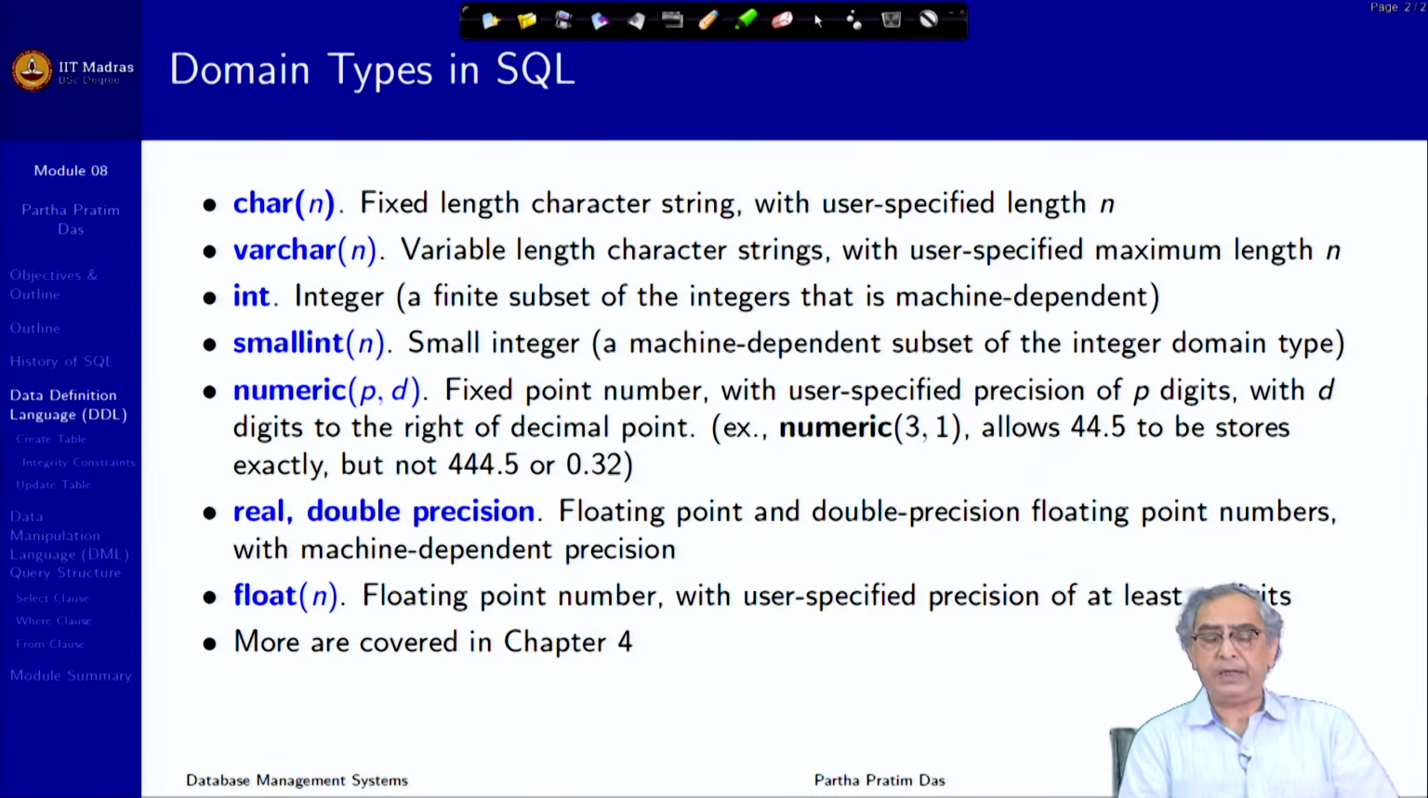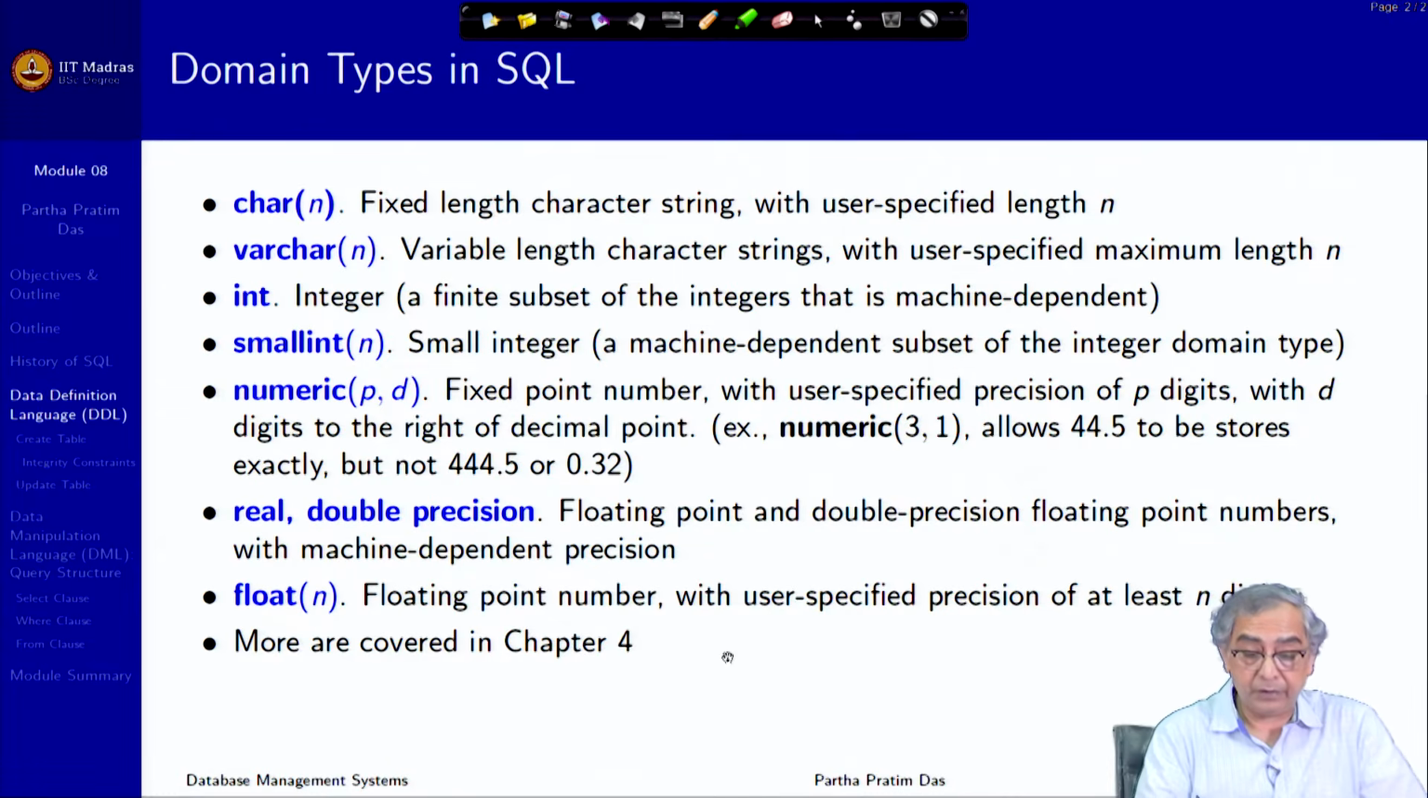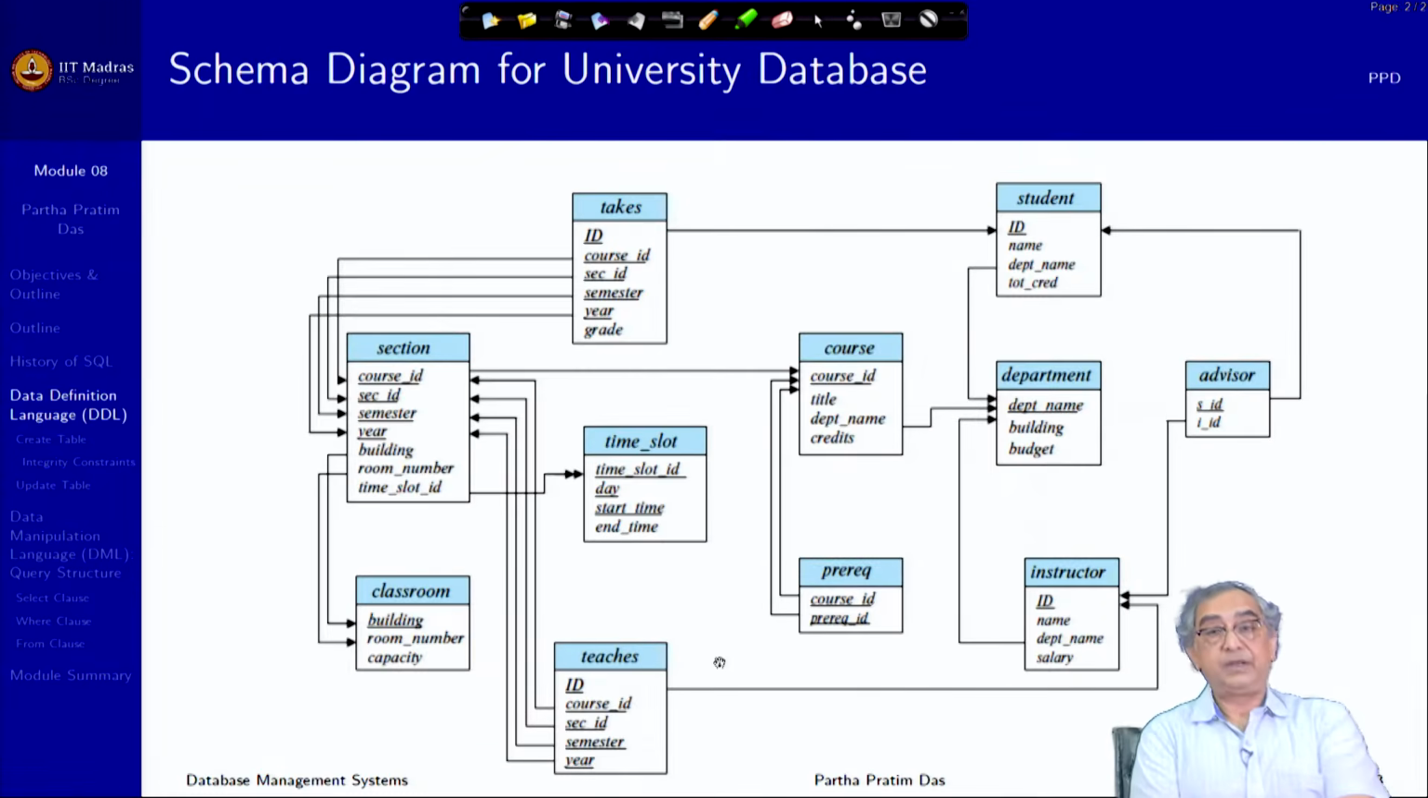There is integer, small integer, there is numeric with specific precision defined, which says what is the total size and what is the number of digits after the decimal point and so on. Naturally, you have floating point and all those. You also have string, which is very widely used.